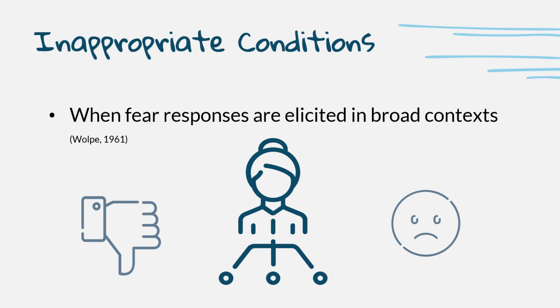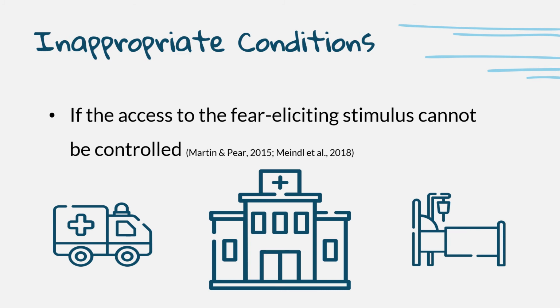When the fear responses are elicited in broad contexts, it may be difficult to create an exposure hierarchy. For example, if all weddings, parties, and concerts elicit a fear response. If access to the fear-eliciting stimulus can't be controlled, it may be challenging to effectively implement. For instance, if an individual considers medical procedures to be aversive, it might not be feasible to get access to the medical staff or environment frequently enough for trials.